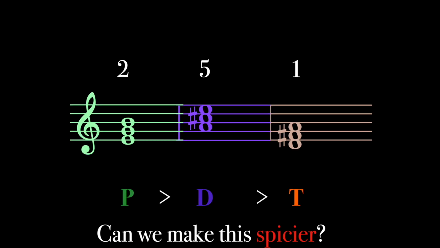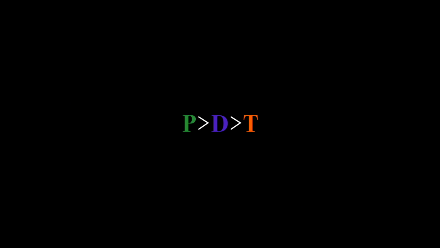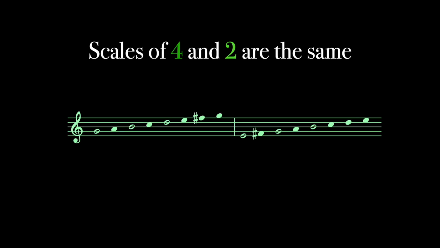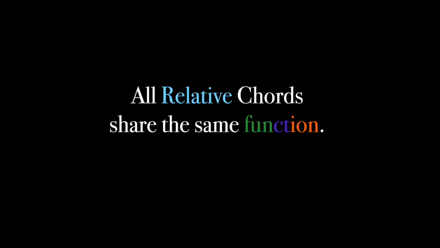Anyways, can we make this 251 spicier while retaining our sense of motion? Let's look closer at what we did from 4 to 2. When we take a look at the scales and chords of 4 and 2, we'll notice they share all of the same notes in a different order. This means they are relative to each other. All relative chords have the same function.